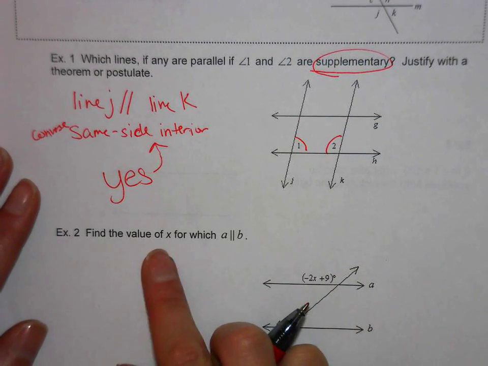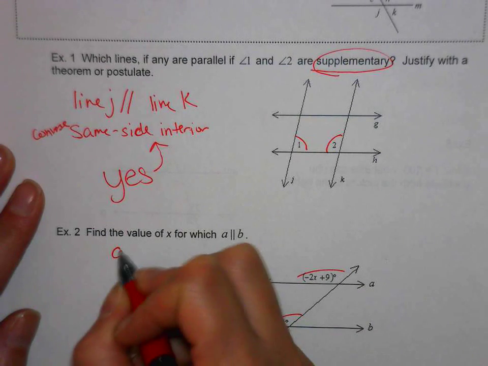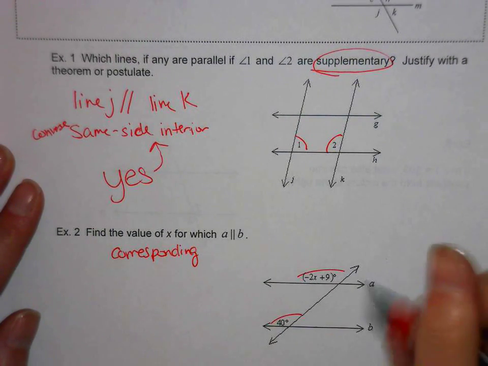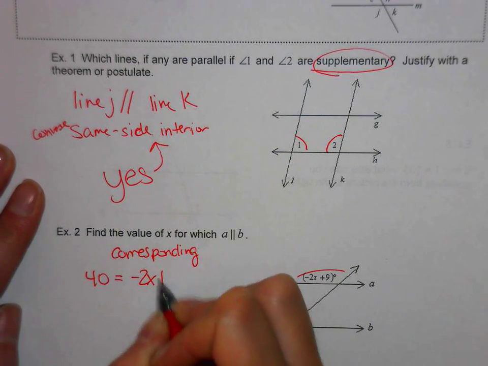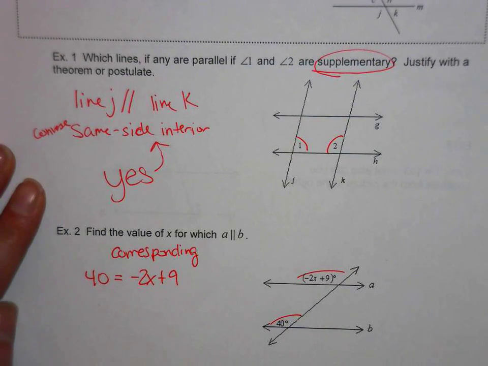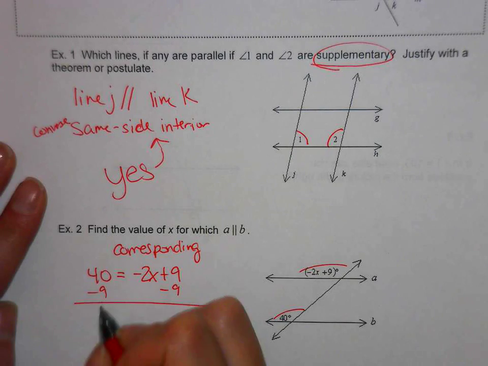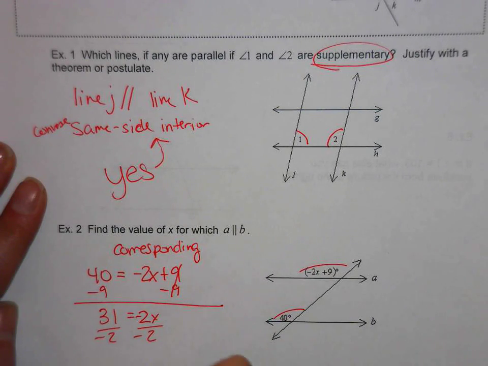Alright, so we want to find the value of x for which A and B are parallel. These two angles are corresponding. Since they're corresponding and we know these two lines are parallel, then we know they're congruent. So 40 equals negative 2x plus 9. To solve for x, we subtract 9 from both sides, so 40 minus 9 is 31. Then we divide both sides by negative 2, so negative 15 and 5/10 equals x.